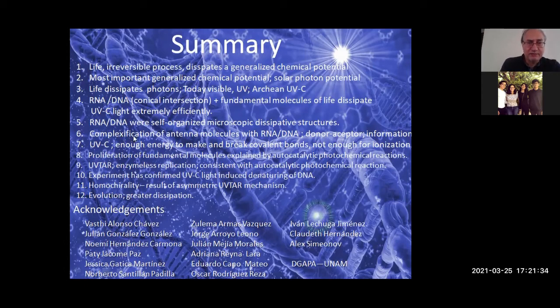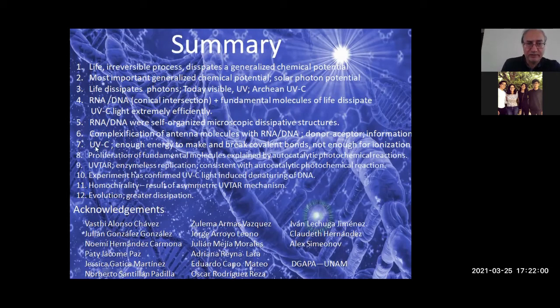Now the complexation of antenna molecules, for example, the amino acid tryptophan with RNA and DNA, this is like donor-acceptor. So we can transfer the energy from the amino acid to the RNA and DNA, and that increases dissipation of the system as a whole. And that is maybe how information began to be stored in the DNA or RNA.